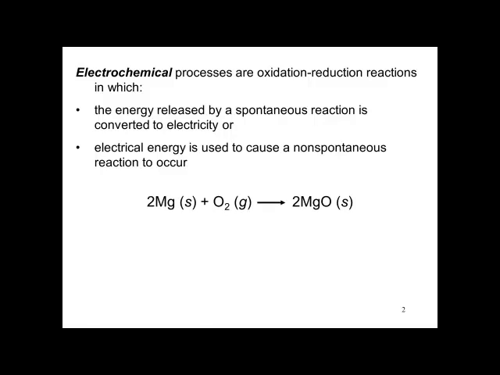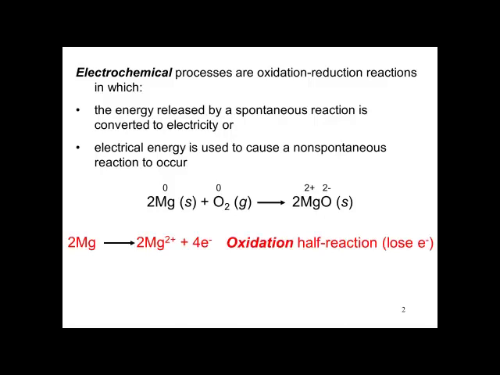Consider this reaction. 2 moles of magnesium plus oxygen yields 2 moles of magnesium oxide. The oxidation states for magnesium and oxygen are 0. In the magnesium oxide, magnesium is 2+ and oxygen is 2-. The 2 moles of magnesium are oxidized to 2 moles of magnesium 2+ plus 4 electrons. This is the oxidation half reaction. The oxygen is reduced by the 4 electrons to 2 moles of the oxide ion. This is a reduction half reaction.